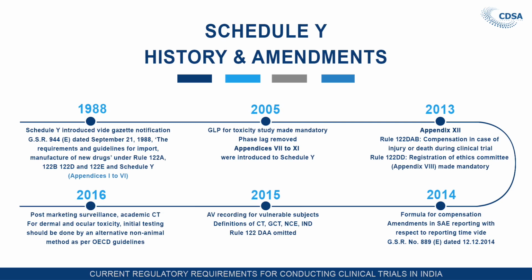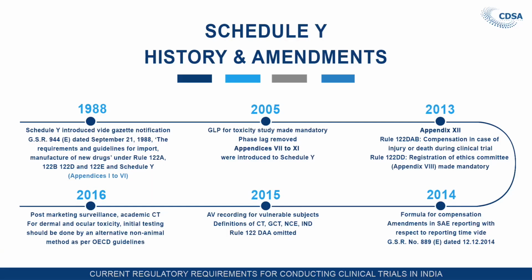In 2015, audio video recording for vulnerable subjects was made mandatory. Then Rule 122 DAA was omitted, and in Rule 122 DA, the definitions of clinical trial, global clinical trial, IND, NCE have been given under the explanation. In 2016, post marketing surveillance was added. We have seen in our first and second lectures that academic clinical trial is non-regulatory and does not require permission from the regulatory authority. That was given in 2016 in the same rule.